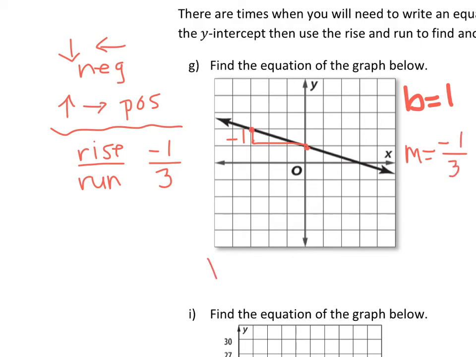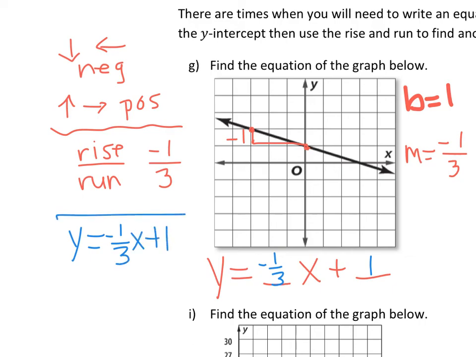Writing the equation in slope-intercept form, y = mx + b. Our slope is -1/3, and our y-intercept is 1, making our equation y = -1/3 x + 1.